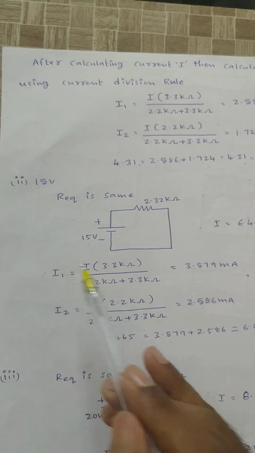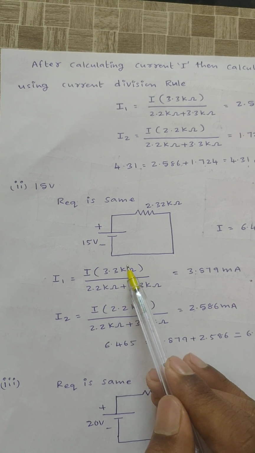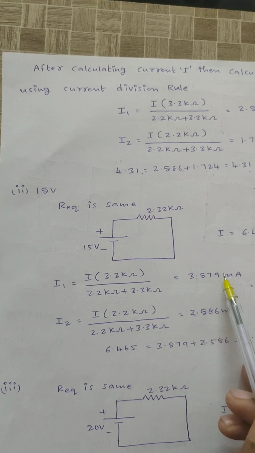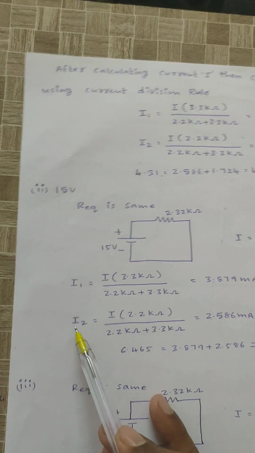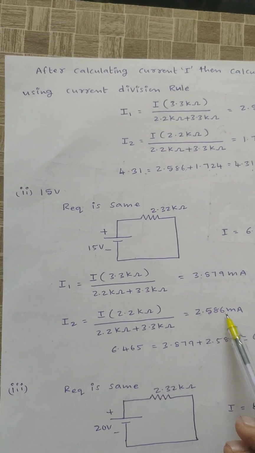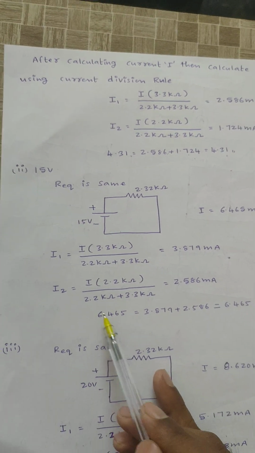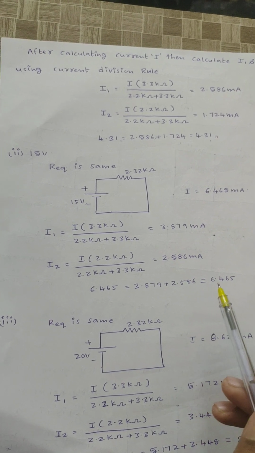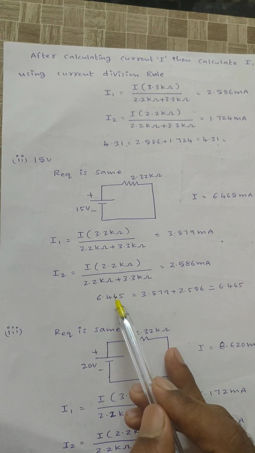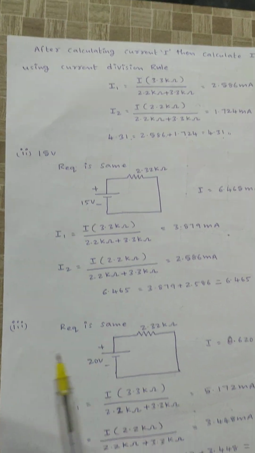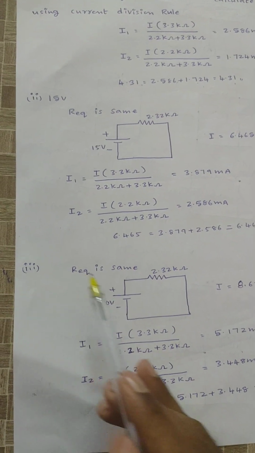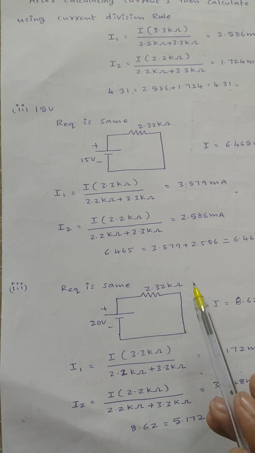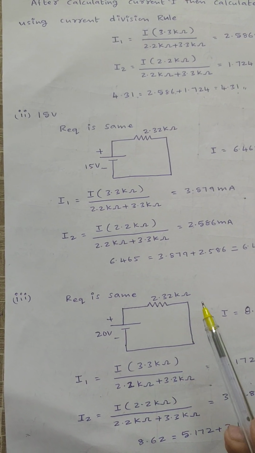After that, the I1 value is I into opposite parallel branch resistance divided by the sum of parallel branch elements. You will get I1 as 3.879 milliamperes and I2 as 2.586 milliamperes. Here 6.465 equals 3.879 plus 2.586, that is 6.465. KCL is verified for 15 volts also. Similarly for 20 volts, only the voltage source value is changed here. R equivalent will be the same, because there is no source effect on the equivalent resistance.